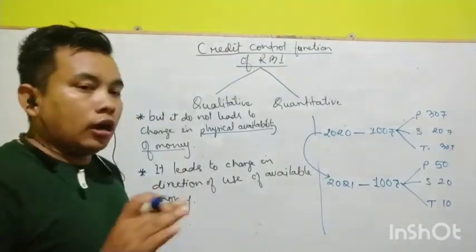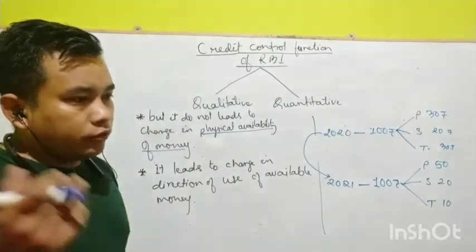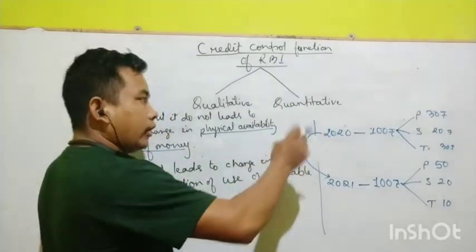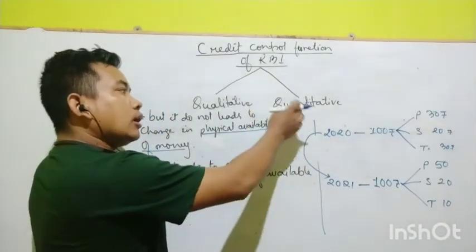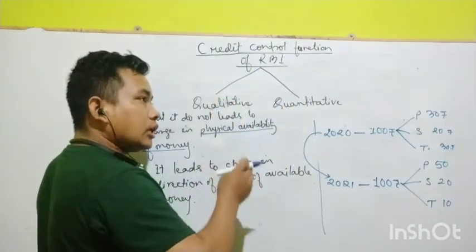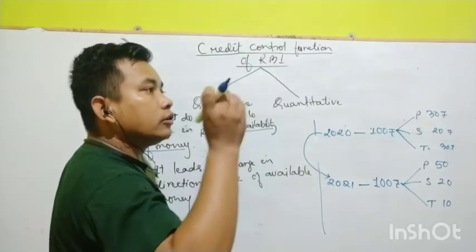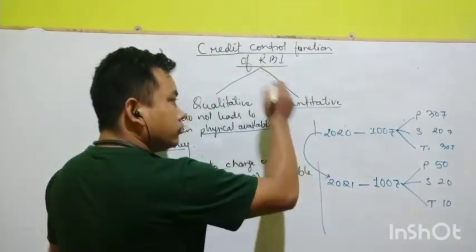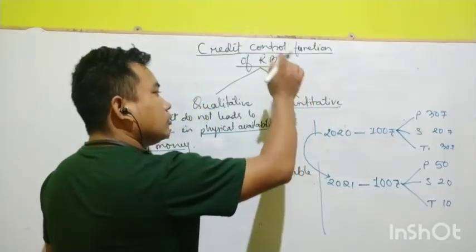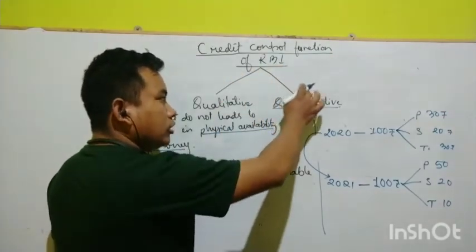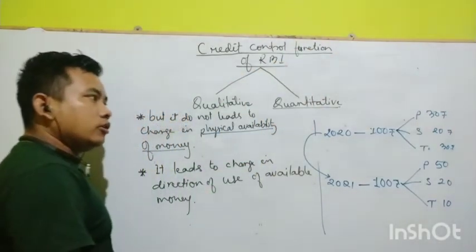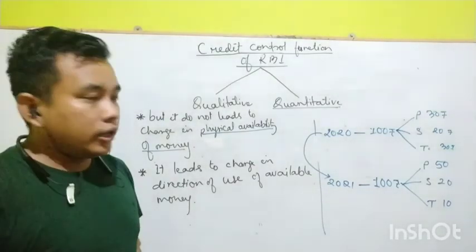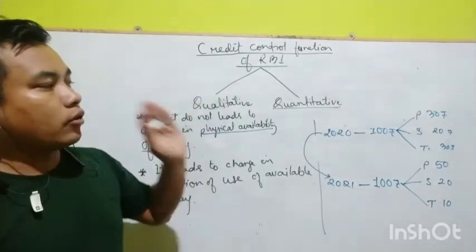In short, as I told you, it's up to you. Finally, the decision is yours. But in quantitative, the physical availability of money will definitely change. Quantitative will change, but we will do this tomorrow. Qualitative will change the direction, quantitative will change the physical availability of money. This is the difference between qualitative and quantitative.